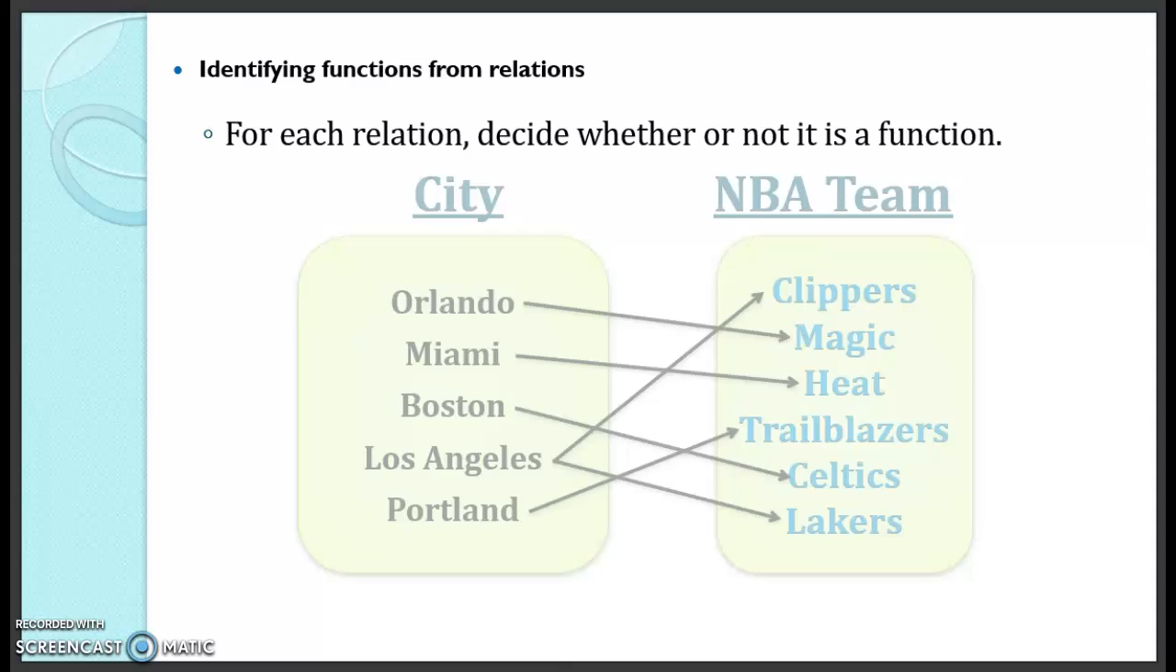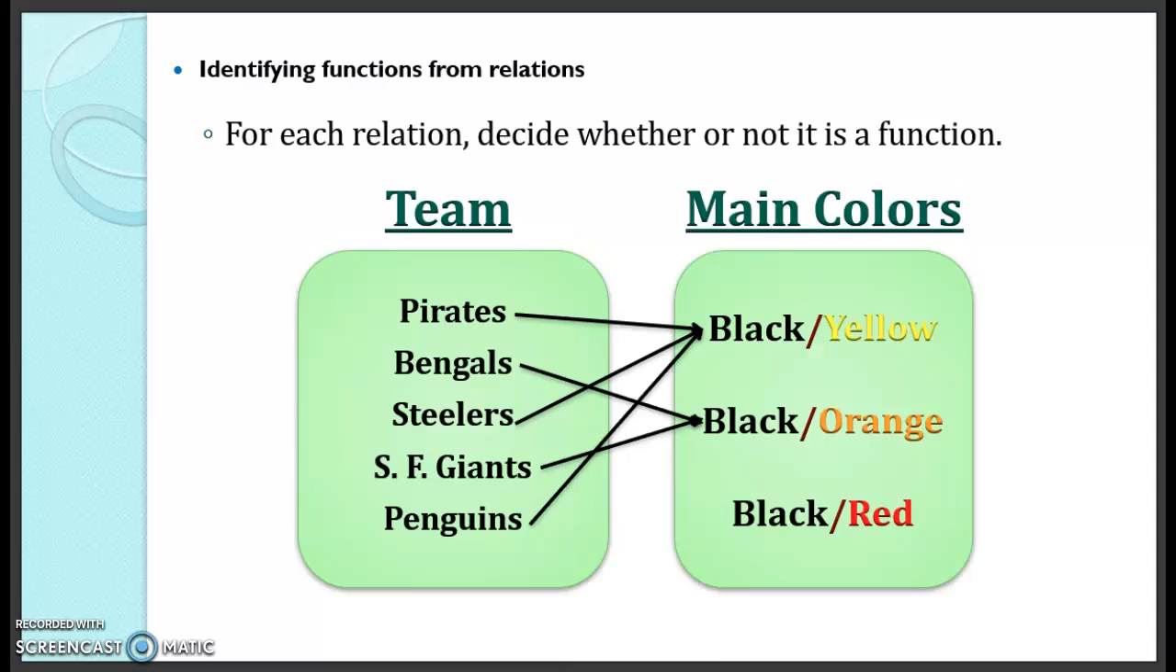Now let's go on again. Here we have our team and main colors of our team. Pirates, black, yellow. Bengals, black, orange. Steelers, black, yellow. But wait, Pirates, Steelers, and Penguins are all black and yellow as their main colors. But that's okay, because these are different inputs. So our different inputs have the same output, and that's alright. So this one, main colors, is a function of the team.